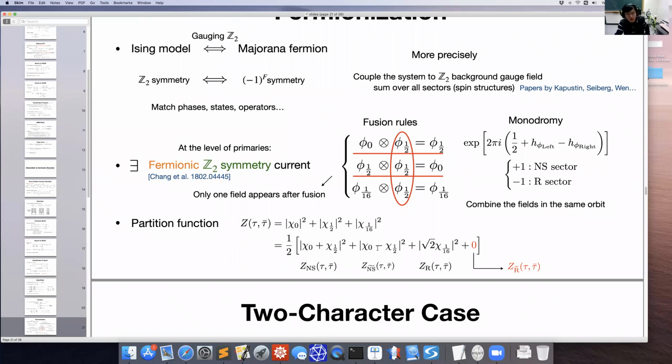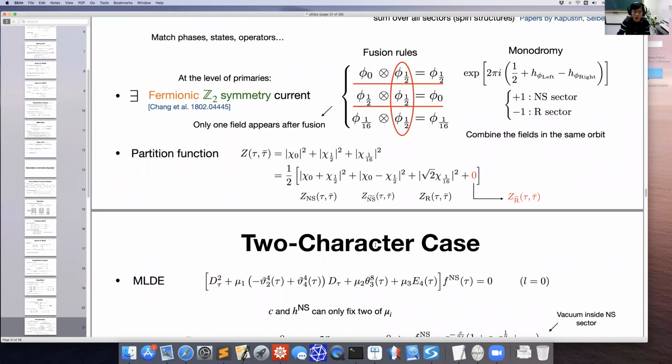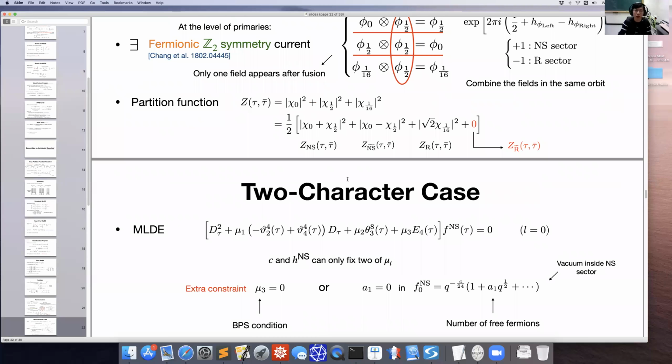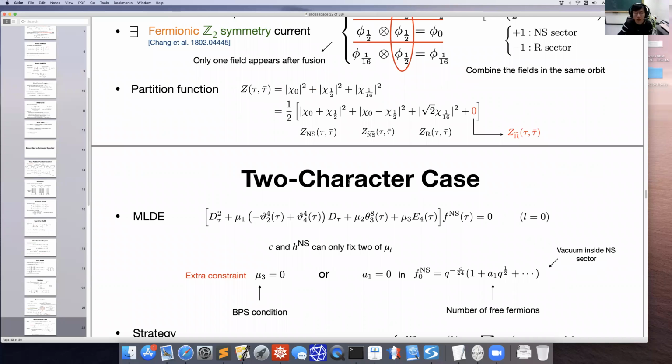Okay. So now I will talk about the 2-character case. Actually, in the case of 2 characters, the story becomes much more involved. So first, I read out the following MLDE, the general form, and before you do any computation, you can first do a quick check. You can express all the central charge and the conformal weights in terms of those parameters. We have 3 parameters here, and we found that you always get L equal to 0. So everything is consistent.